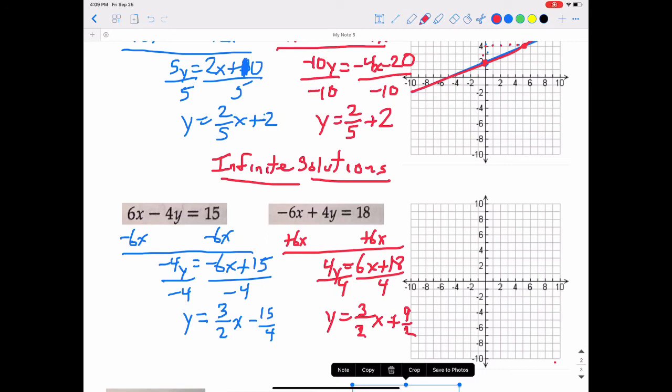So to graph these, we'll go with the blue equation. On the blue equation, the intercept is at negative 15/4, so that's about -3.75. I'll place a point there. Then we'll go up 3, over 2. Connect those. With the red equation, we do the same thing. I'll place a point at 9/2. That's about 4.5. About right there. Go up 3, over 2. There's my second point. And connect those.